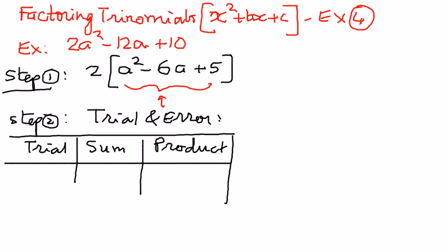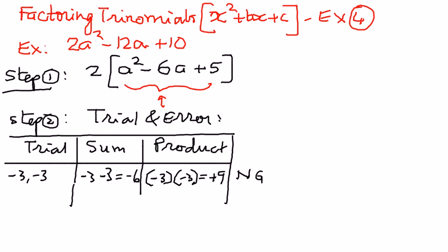Let us try negative 3 and negative 3. Negative 3 plus negative 3 is negative 6, and that is what we want as a middle term. That satisfies that. But if I take the same two numbers, negative 3 and negative 3, and multiply them out, I get a positive 9. But what we need is a positive 5. Therefore, negative 3 and negative 3 is not a good selection. No good. So let us keep trying.